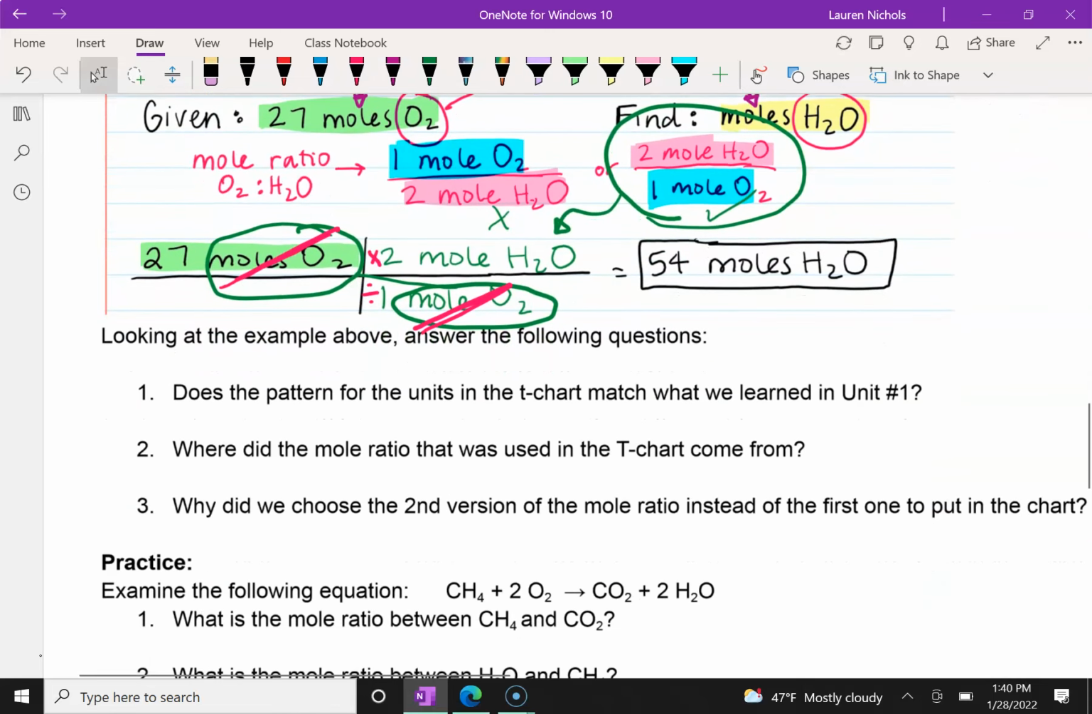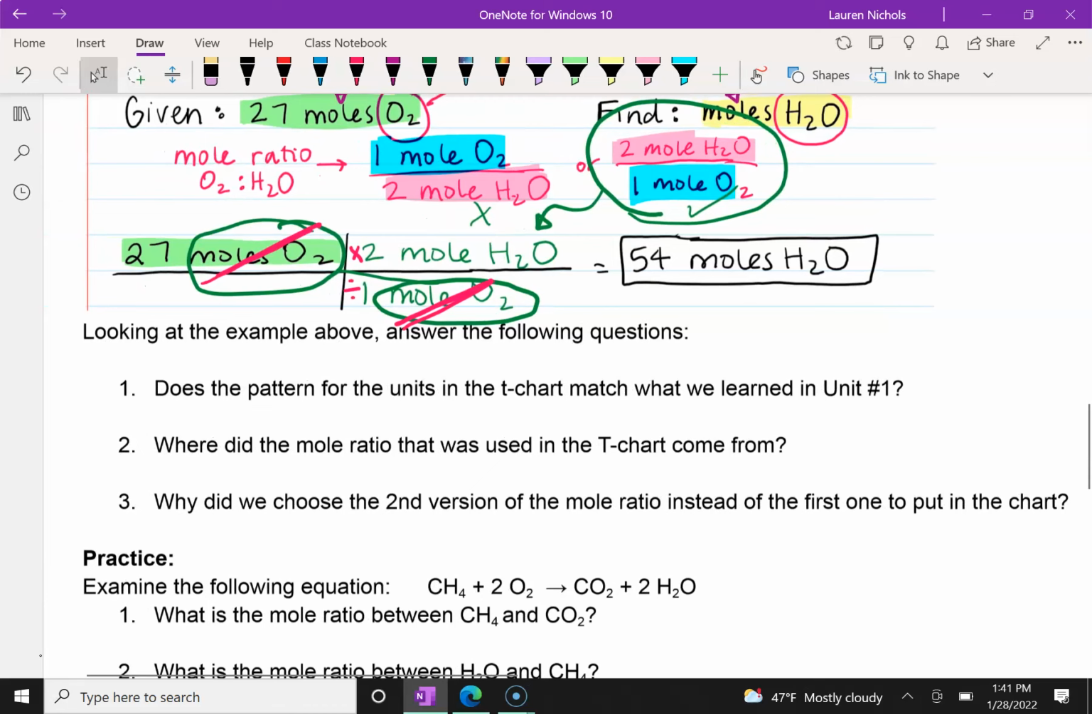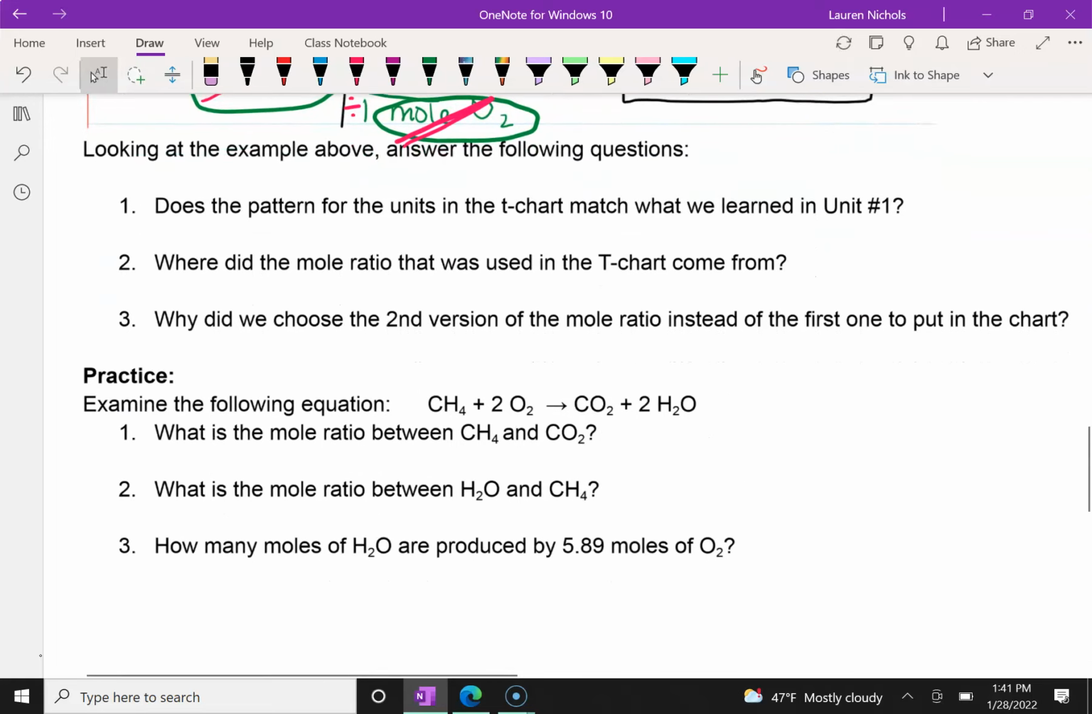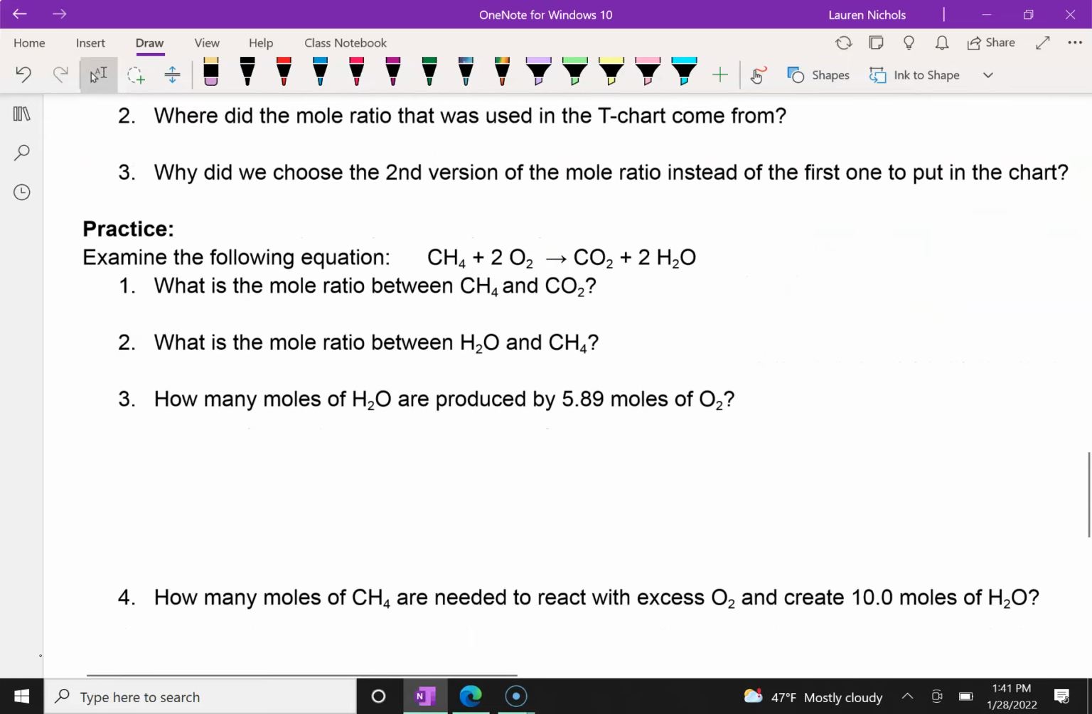So if you look, you can go ahead and answer these 3 problems or 3 questions based off of what we just reviewed, and you can start practicing with those.